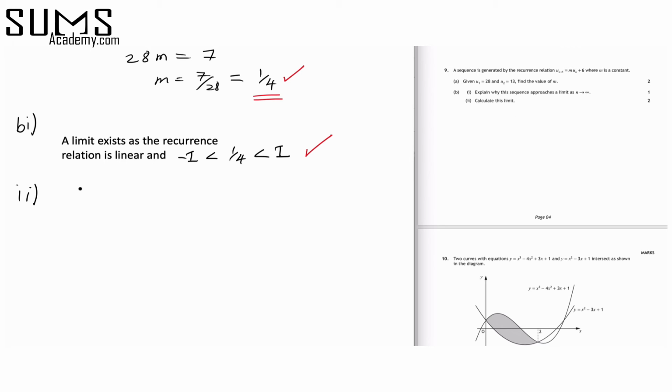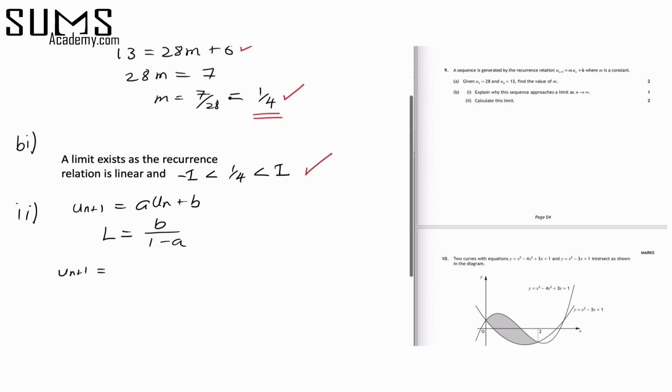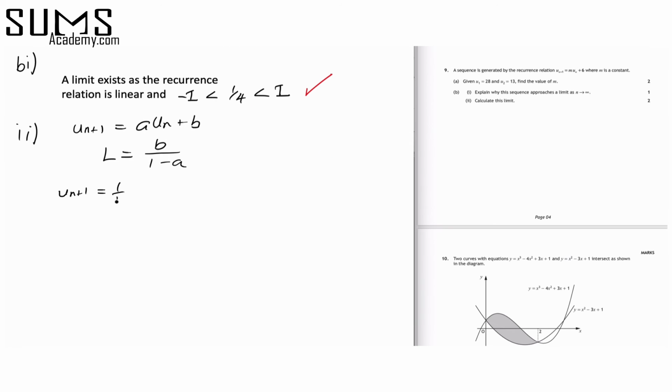On to part ii. Calculate this limit. So what we need to do is write an expression for calculating the limit. So this is our standard form, u_{n+1} = a u_n + b, and the limit is given by b over 1 minus a. That's just our expression for calculating the limit. And then for our expression, u_{n+1} is equal to what we calculated, in this expression called m, but it could be called a, 1 over 4 u_n + 6.